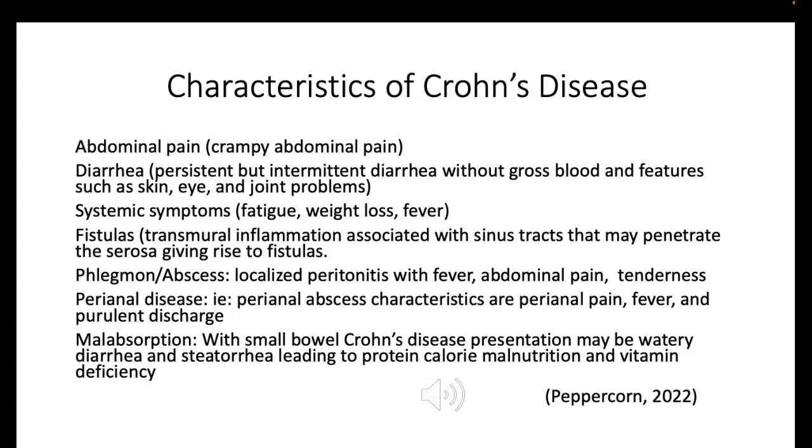And then there's malabsorption. Again, with small intestine Crohn's disease, presentation may be watery diarrhea and steatorrhea, which is fatty stool, leading to protein calorie malnutrition and vitamin deficiency.